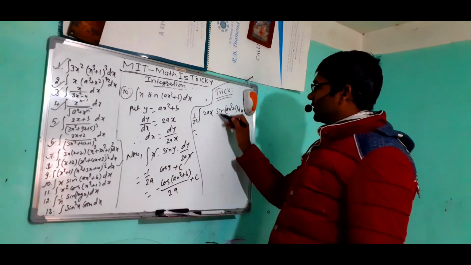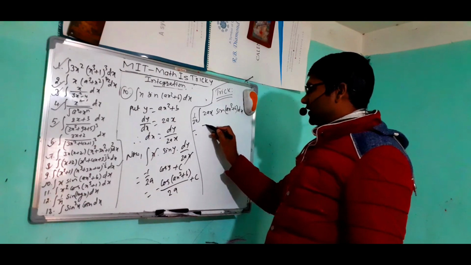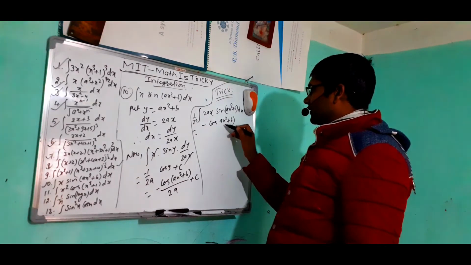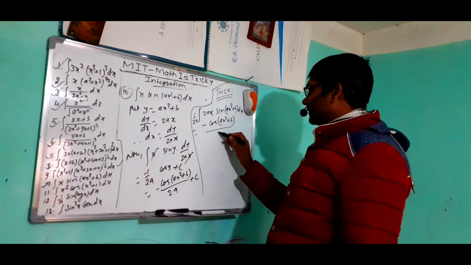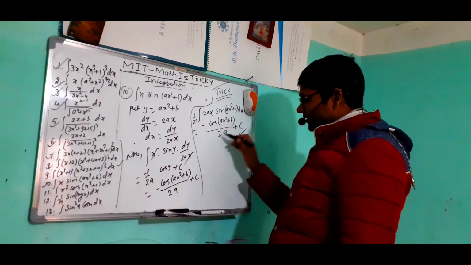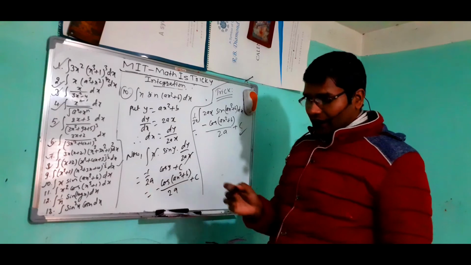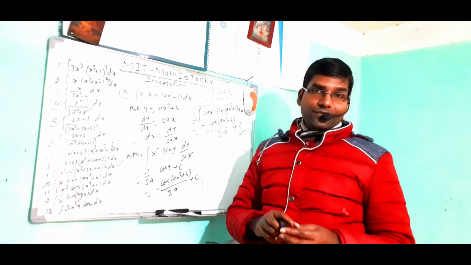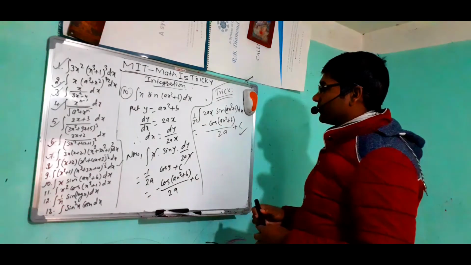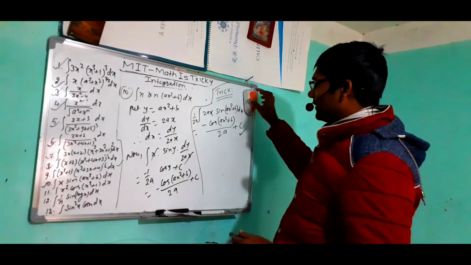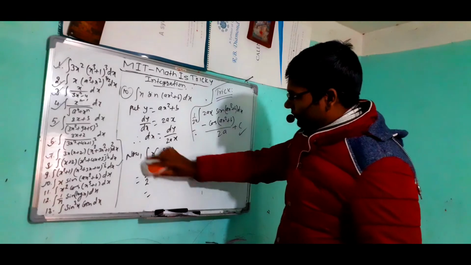Now write the formula for sine. So it is here minus cos(ax² + b) by 2a plus c. That's your answer. See here, if the derivative of the angle for the trigonometric ratio is given there, we can use the direct formula if the power of the trigonometric ratio is 1. Okay, so let's move to another question.